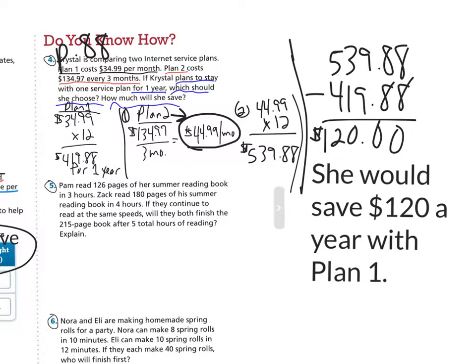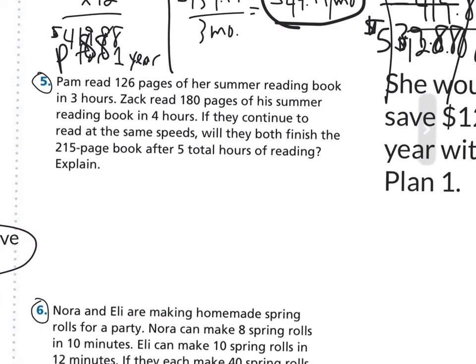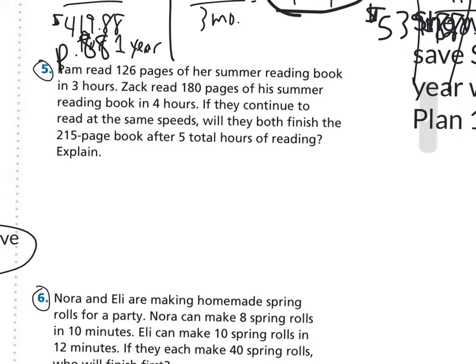So if we look at number 5, Pam read 126 pages of her summer reading book in 3 hours.